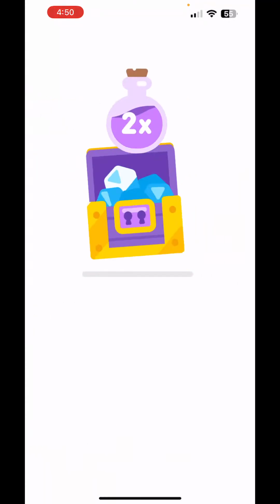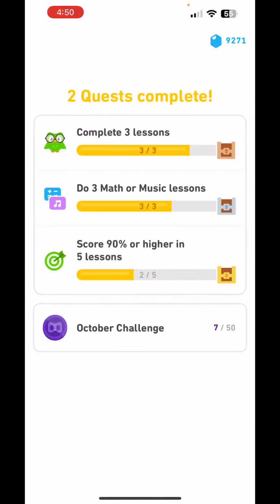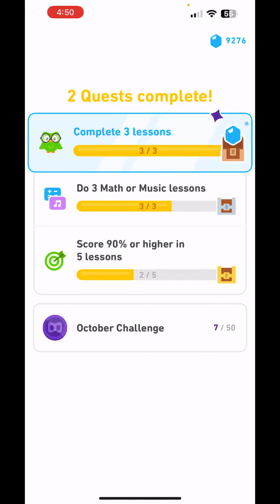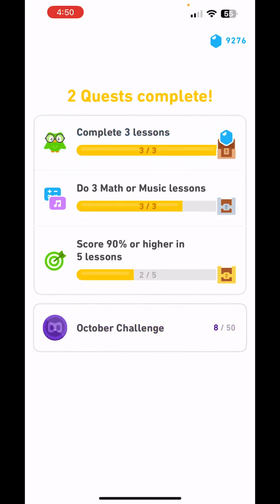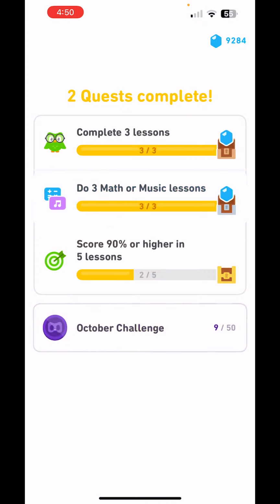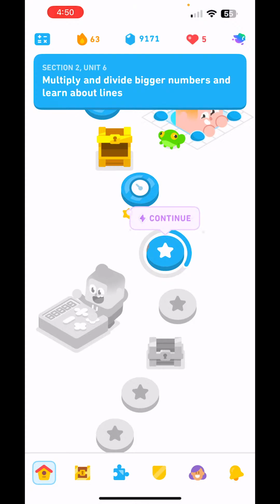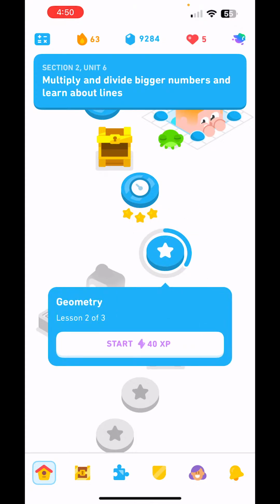Okay, so let's just open up all of these chests. Very nice, very nice. Okay, so we completed 3 lessons and we did 3 math or music lessons. But we still need to score 90% or higher in 5 lessons. Okay, let's go back. That was fun. Let's go back to geometry and complete some more lessons there.